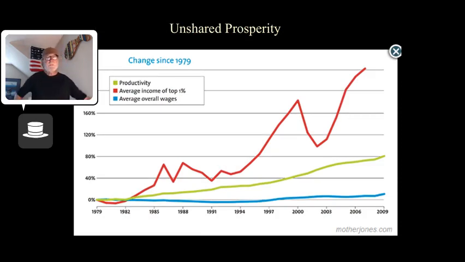There's another way to look at it. The average income of the 1% rises dramatically. This is since basically 1980. And you've got the productivity rate going up. And then you can see the average overall wage is basically flat since 1980. Flat. Okay. So again, extreme advantage to the capacity to produce. Think about that, the capacity to produce. And high levels of profit. And growing inequality.